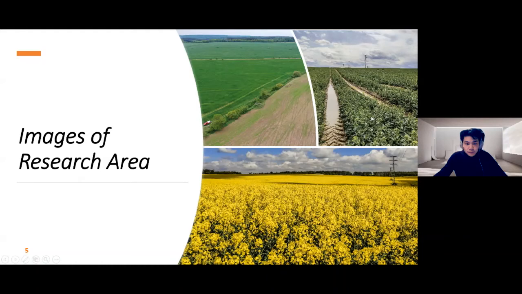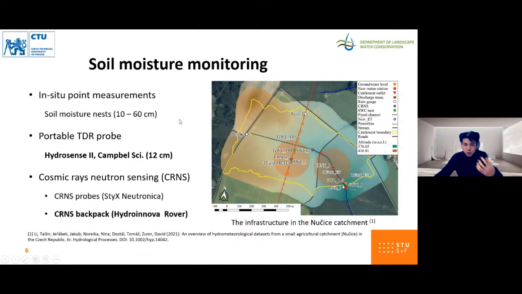Now I will show you how we measure the soil moisture in our catchment. As you can see on the map here, we have the infrastructure in our catchment. To measure the soil moisture, we have in situ point measurements which cover the catchment to a depth between 10 and 60 centimeters. Besides that, we also have portable TDR probes. We have one called HydroSense 2, which measures the soil moisture in the topsoil, about 12 centimeters. Besides that, we also use the cosmic ray neutron sensing method.